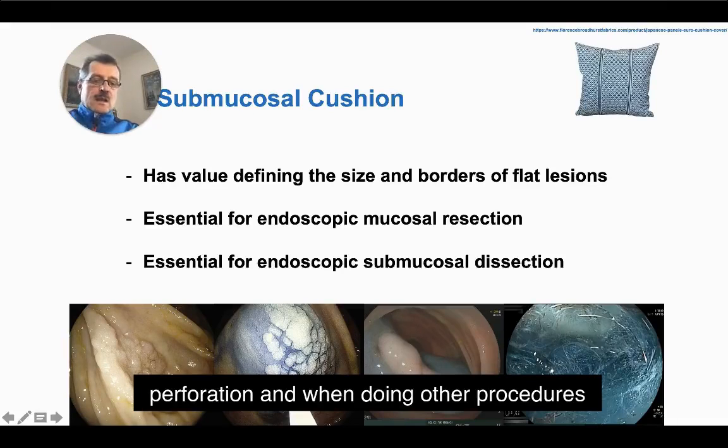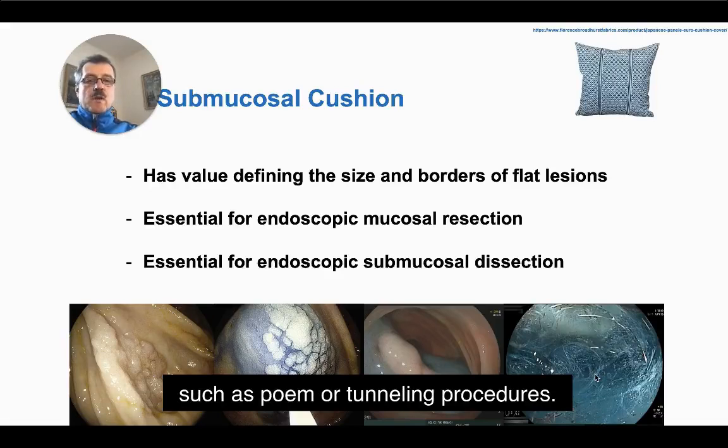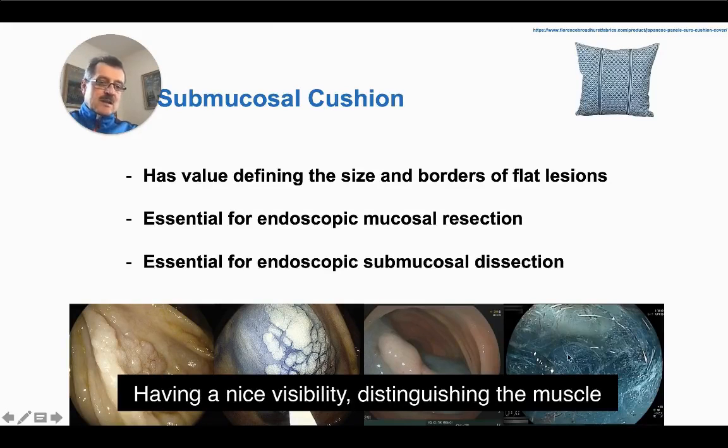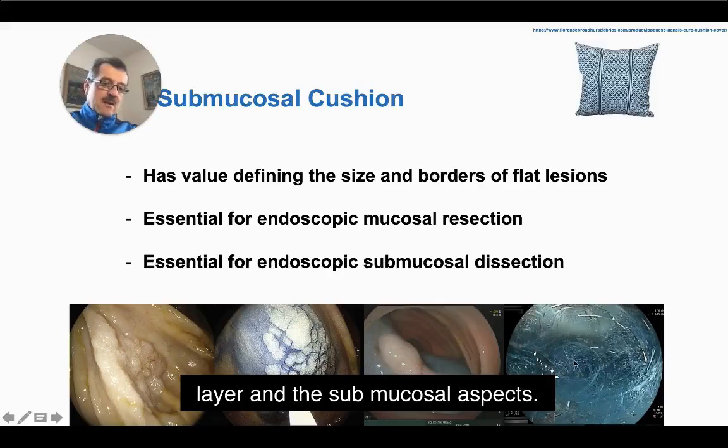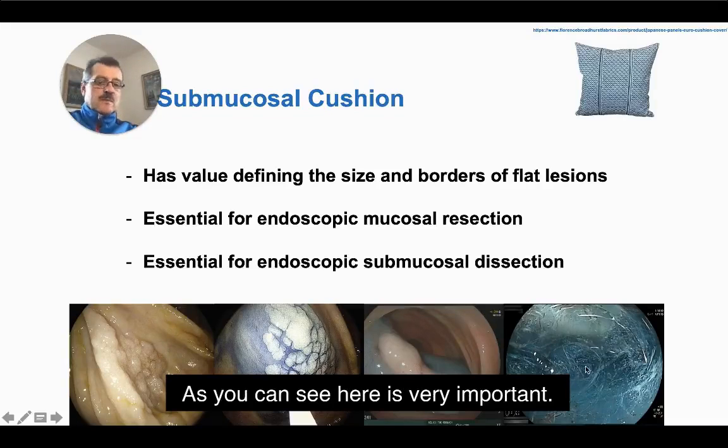perforation. And when doing other procedures such as POEM or tunneling procedures, having a nice visibility distinguishing the muscle layer and the submucosal aspects, as you can see here, is very important.